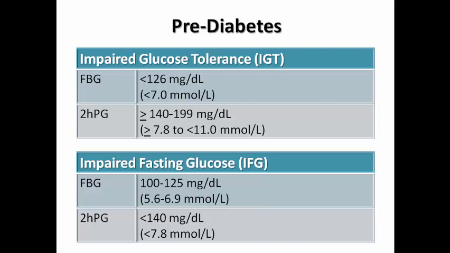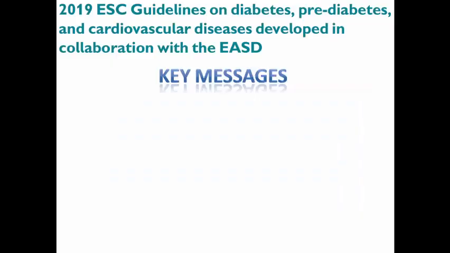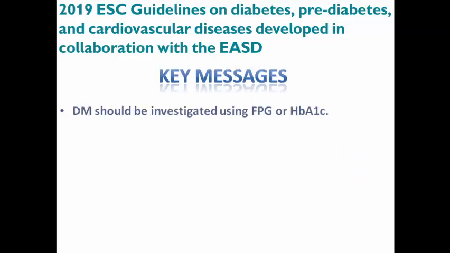That's why we sometimes use the oral glucose tolerance test in order to diagnose impaired glucose tolerance per se, whereas impaired fasting glucose can be diagnosed from the fasting blood sugar, but in this case the 2-hour value will confirm that this is not diabetes, it is just impaired fasting glucose, which is a pre-diabetic state. The key message in the 2019 guidelines regarding the diagnosis is that diabetes should be investigated using fasting blood sugar or hemoglobin A1C, so these are the two most important tools for diagnosis of diabetes.